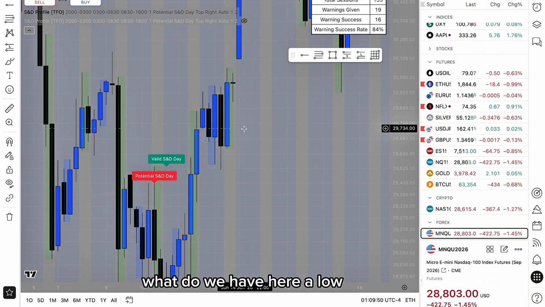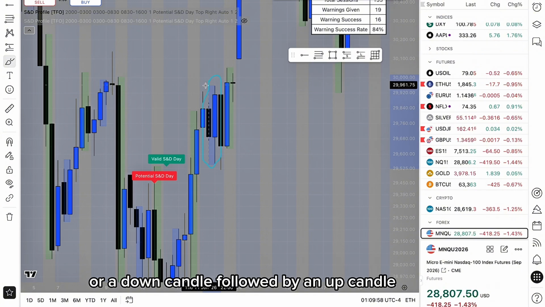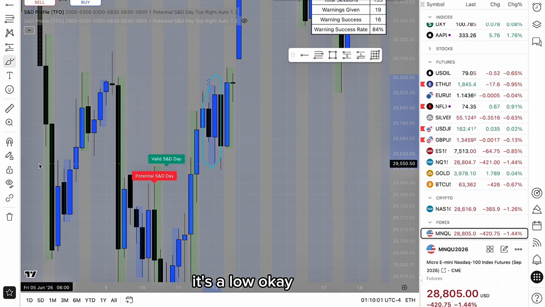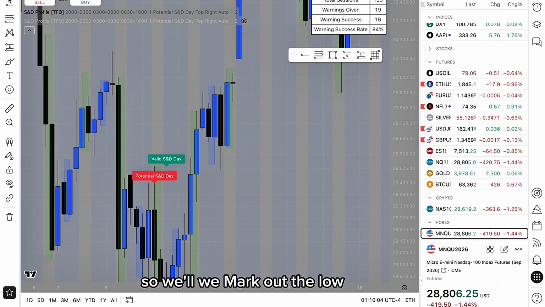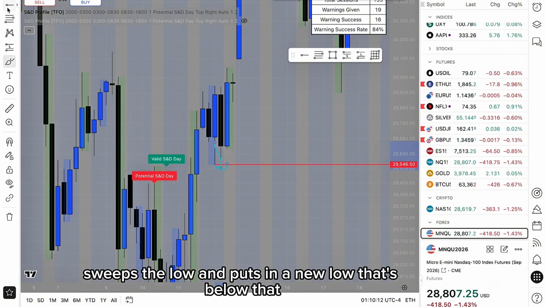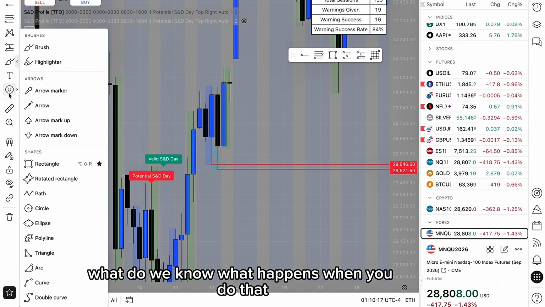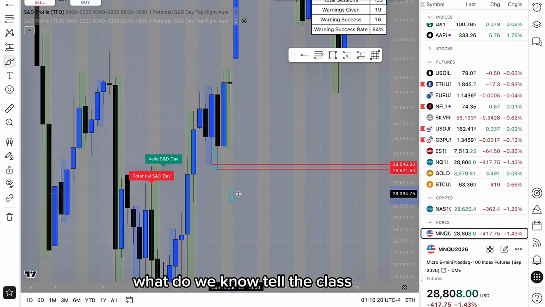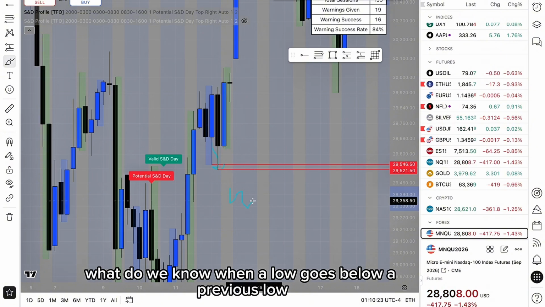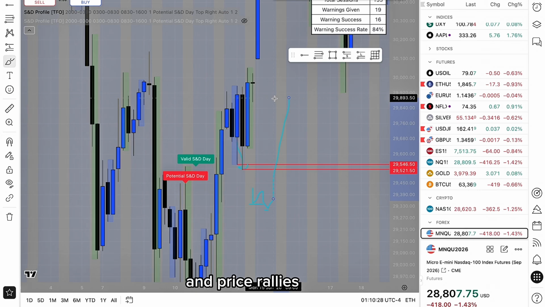What do we have here? A low. We have a low. A black candle followed by a blue candle, or a down candle followed by an up candle. It's a low, okay? So we mark out the low. And when we see that price pushes down, sweeps the low, and puts in a new low that's below that, what do we know happens when you do that? Tell the class. What do we know when a low goes below a previous low? It's called a liquidity sweep, and price rallies.